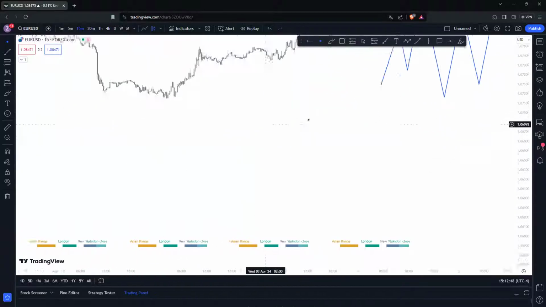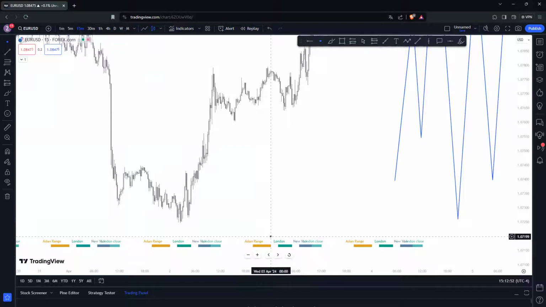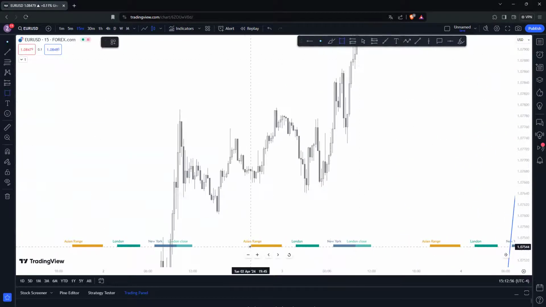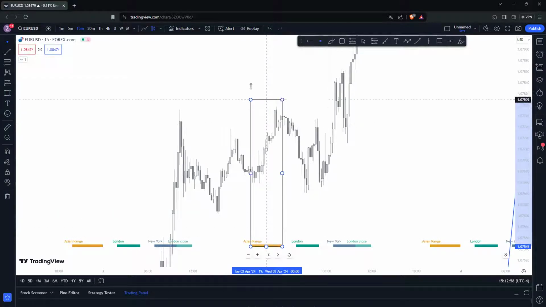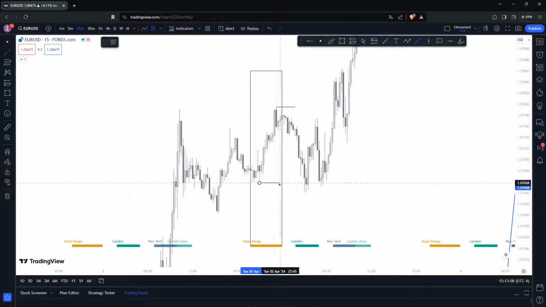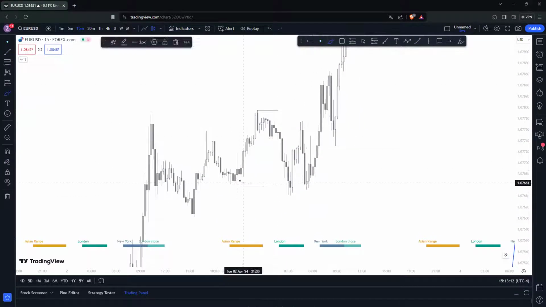So what you're going to do is mark out the zone of Asia. You're going to box it all like this. So you're going to take the Asian range. You're going to mark the highest point and the lowest point. And these points are going to be your reversal areas. As you can see here, this is the highest point. This is the lowest point right here. As you can see, price takes this or takes this and then reverses.